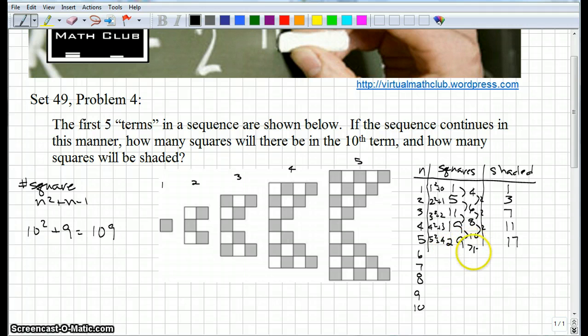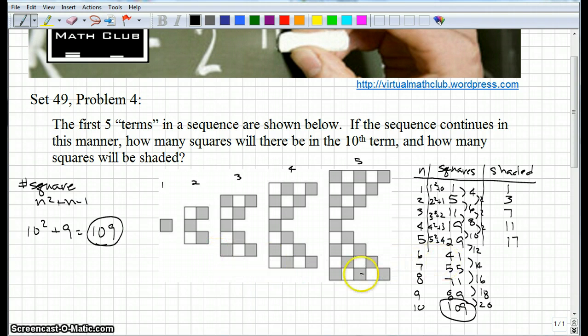We'd have to add 12, which would be 41, and then we'd have to add 14, which would be 55, and then we'd have to add 16, which would be 71, and then we'd have to add 18, which would be 89, and then we'd have to add 20, which is 109. So either way we get the same thing. Alright, so the number of squares is 109.